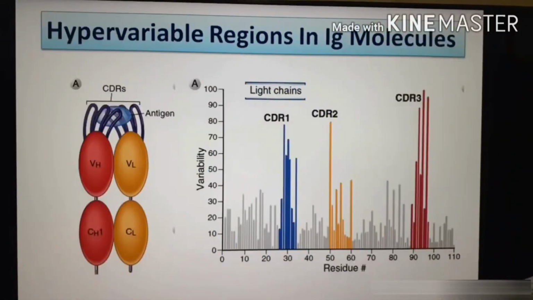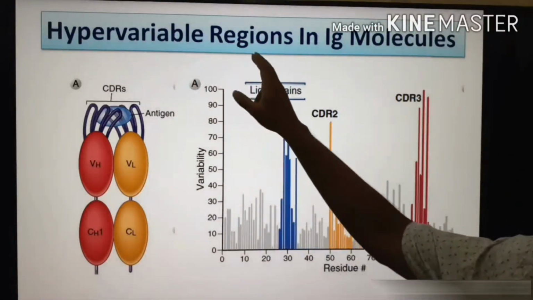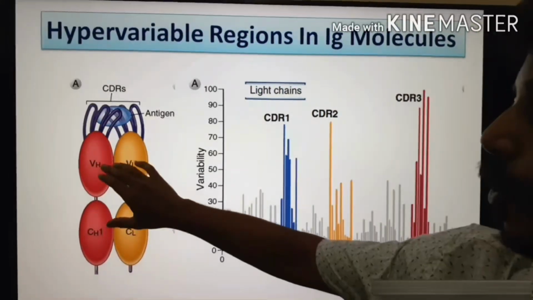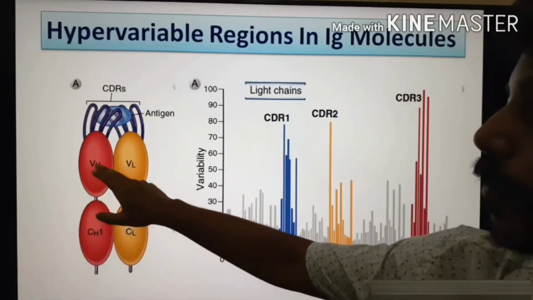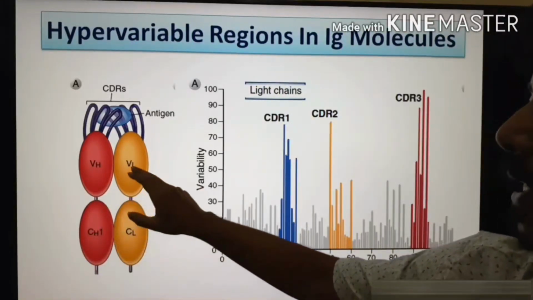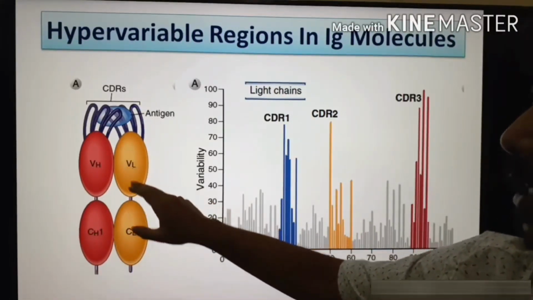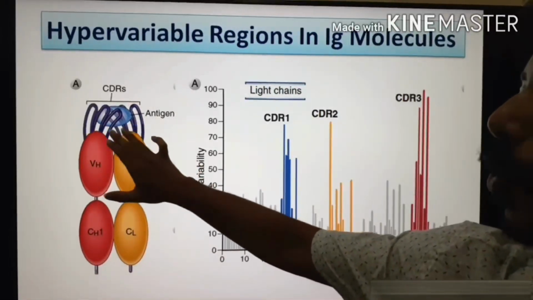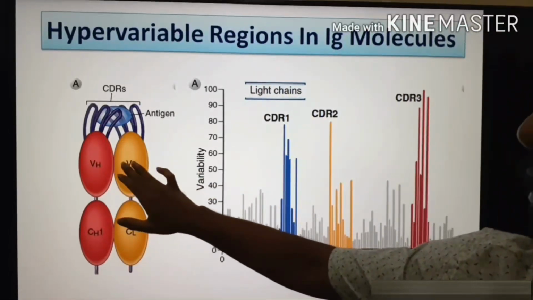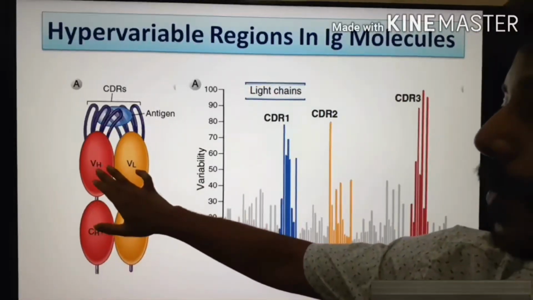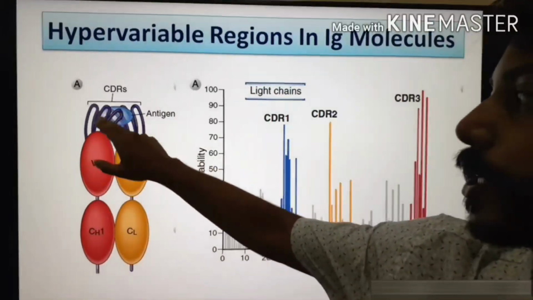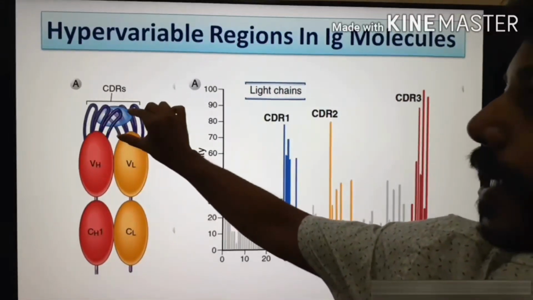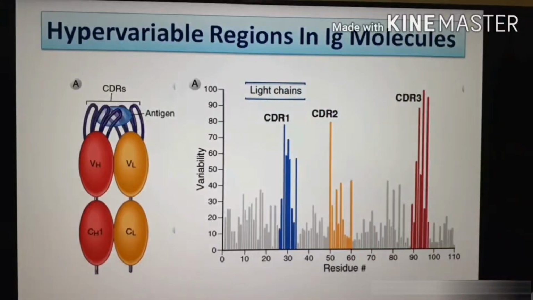Then you have to know a term called hypervariable region in Ig molecules. Ig means immunoglobulin molecule. As I have already mentioned, the heavy chain is composed of variable and constant region, and the light chain is also composed of variable and constant region. This variable region is responsible for the antigen binding, but the whole region is not responsible for the antigen binding. Each variable region from heavy and light has 3 stretches of amino acids, approximately 10 amino acids, that form a region that is most variable. So it is called hypervariable.